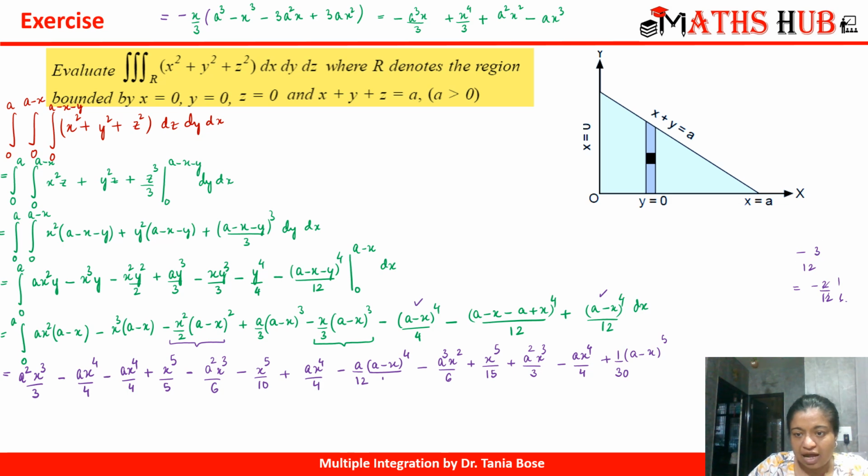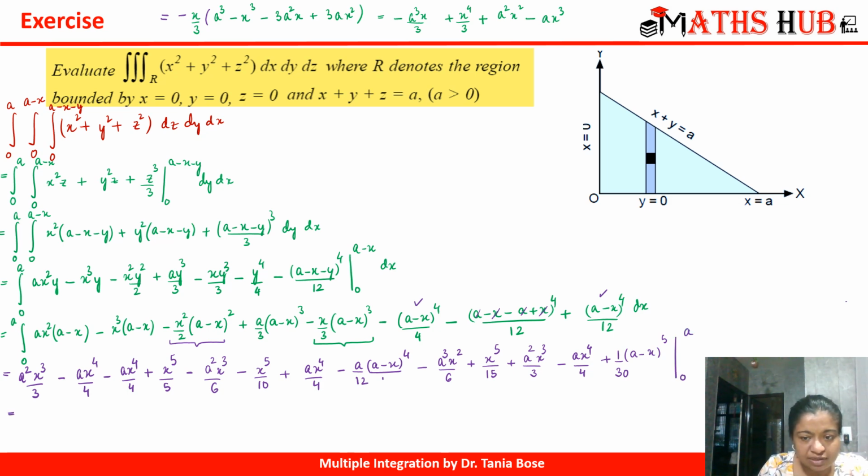Okay. And finally, we have the next term to be integrated, this one. So here you can see that a cancels, x also gets cancelled. So this term is becoming 0, isn't it? Okay. So now let us try to simplify this term and we will put the limits as 0 to a.